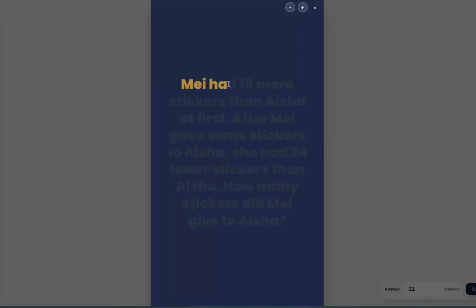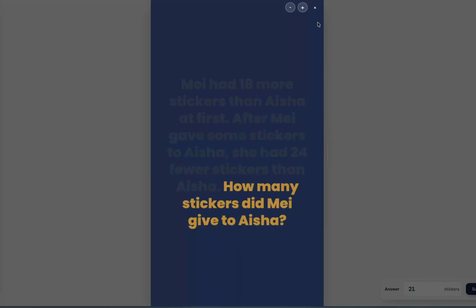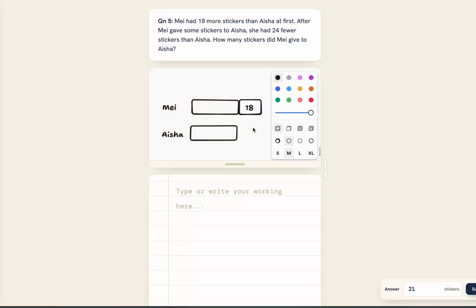Question number 5. May had 18 more stickers than Aisha at first. After May gave some stickers to Aisha, she had 24 fewer stickers than Aisha. How many stickers did May give to Aisha? Okay, so I'll draw a model over here. At first, May had 18 more stickers than Aisha. Then May gave Aisha some stickers. If May gave 18, that means Aisha has 18 more, right? So May gave Aisha 18.